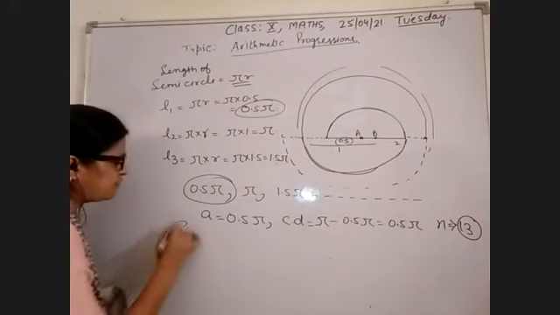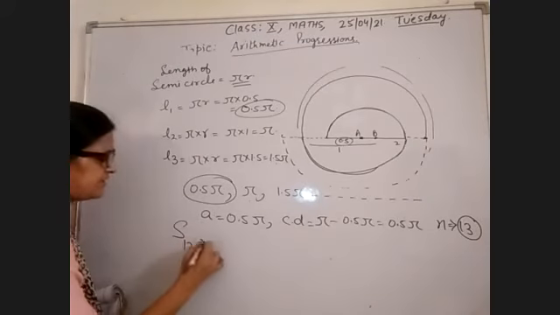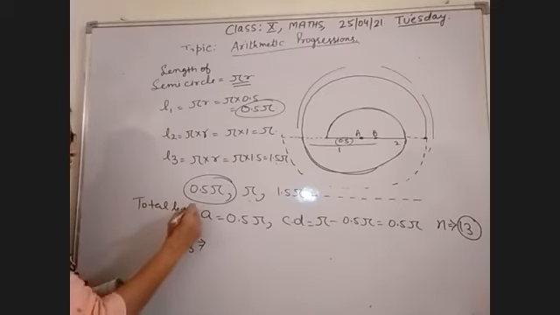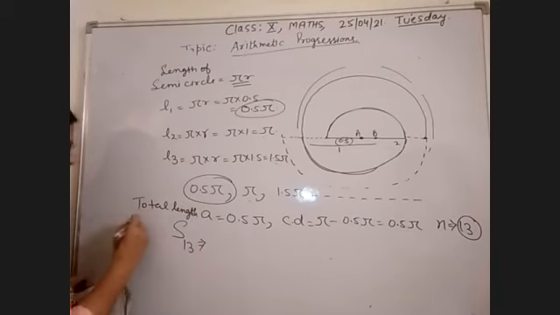Now you have to find the sum of 13 terms. You have to find the total length of the spiral.